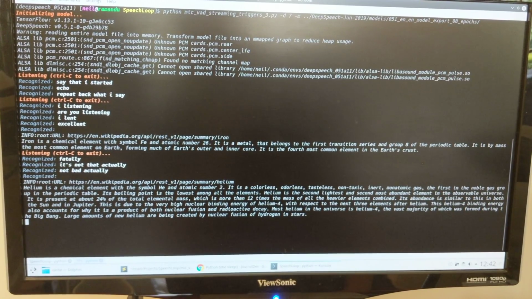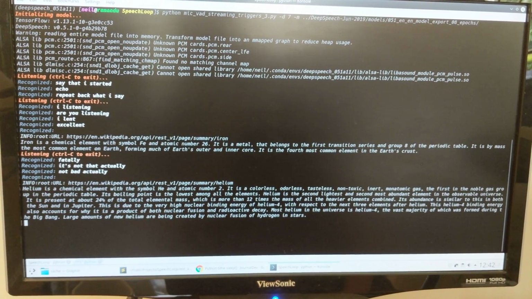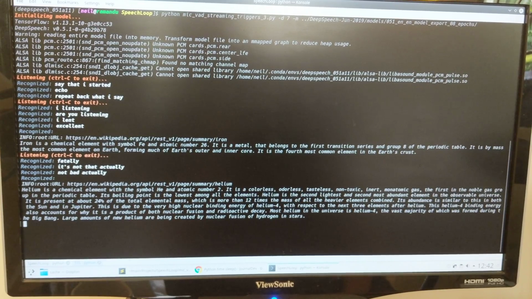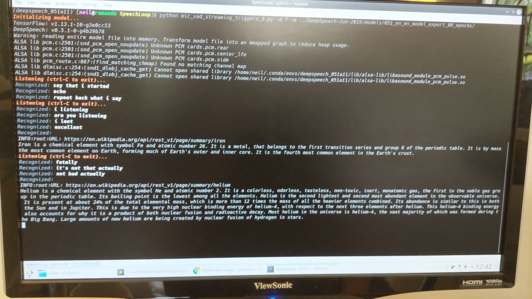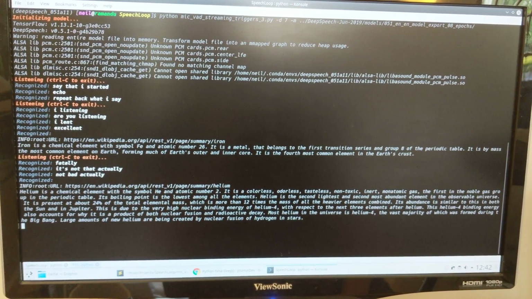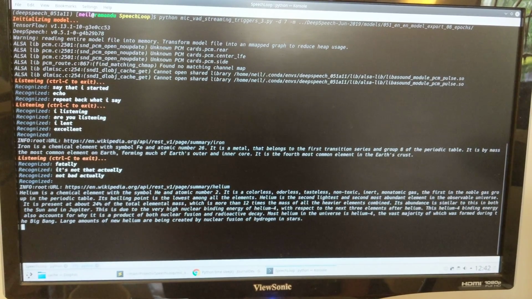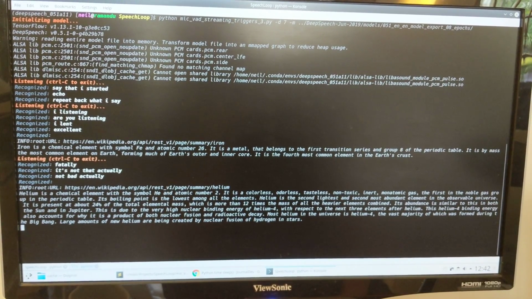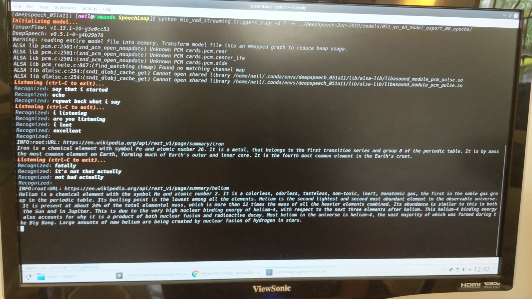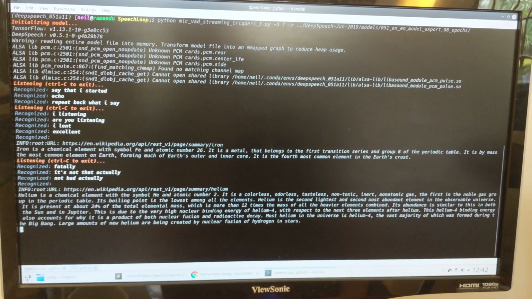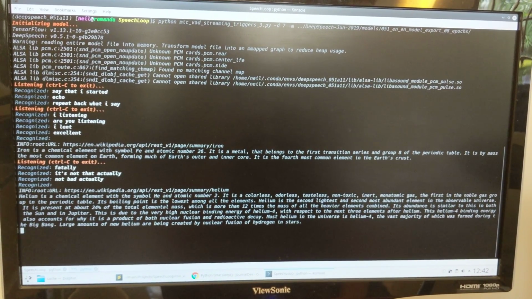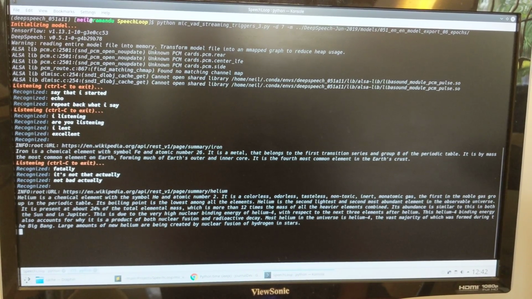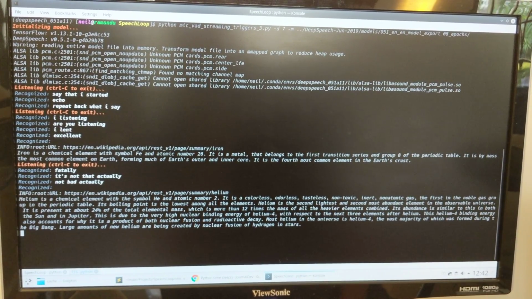This is due to the very high nuclear binding energy of helium-4 with respect to the next three elements after helium. This helium-4 binding energy also accounts for why it is a product of both nuclear fusion and radioactive decay. Most helium in the universe is helium-4, the vast majority of which was formed during the Big Bang. Large amounts of new helium are being created by nuclear fusion of hydrogen in stars.